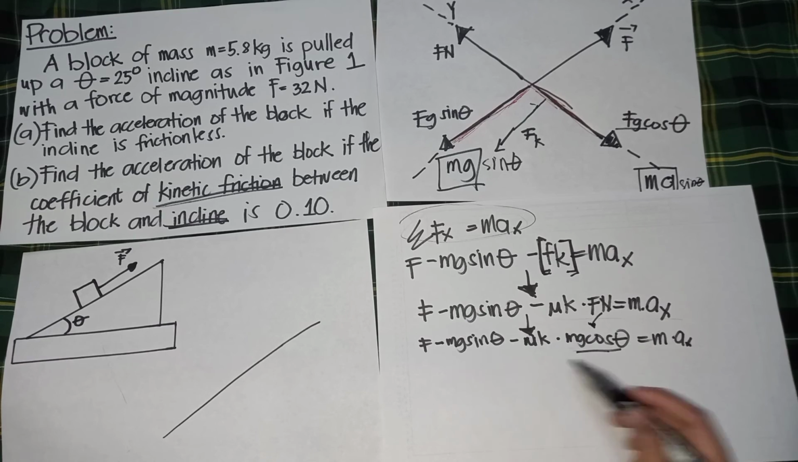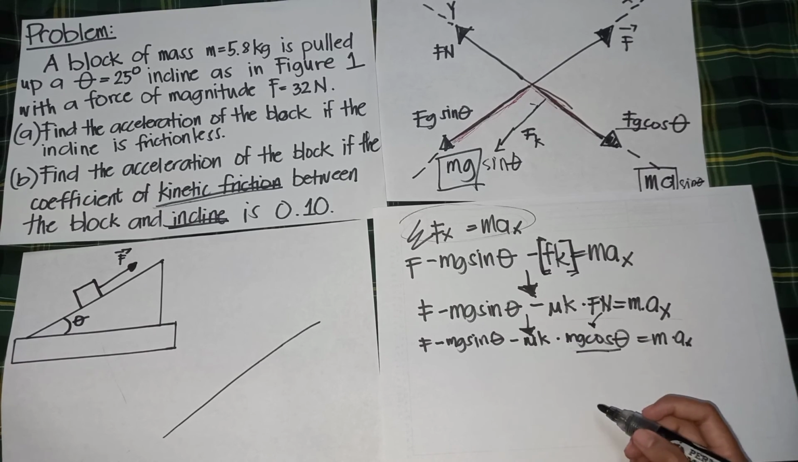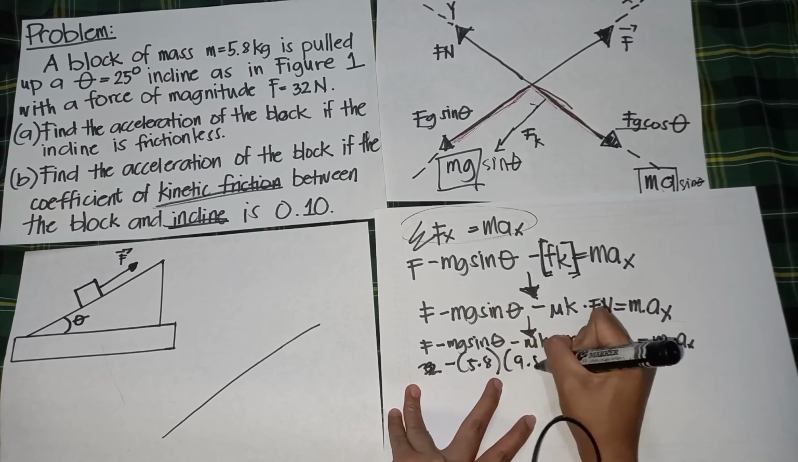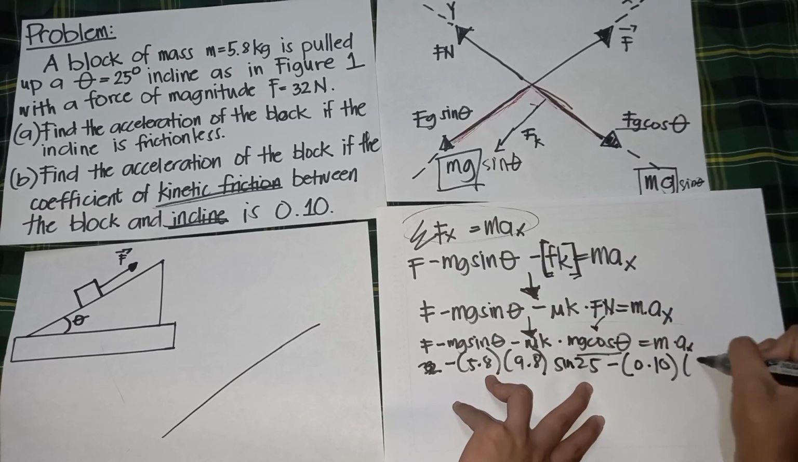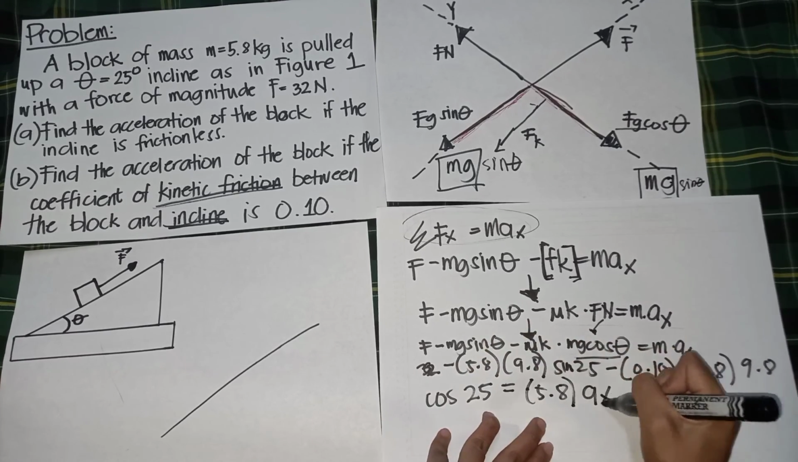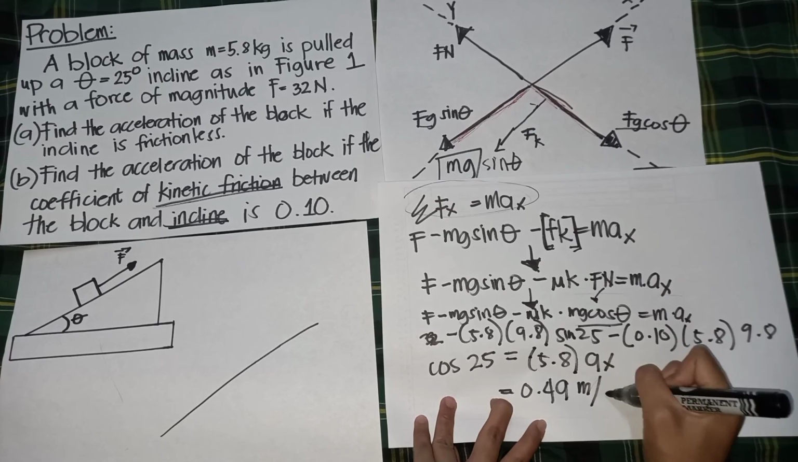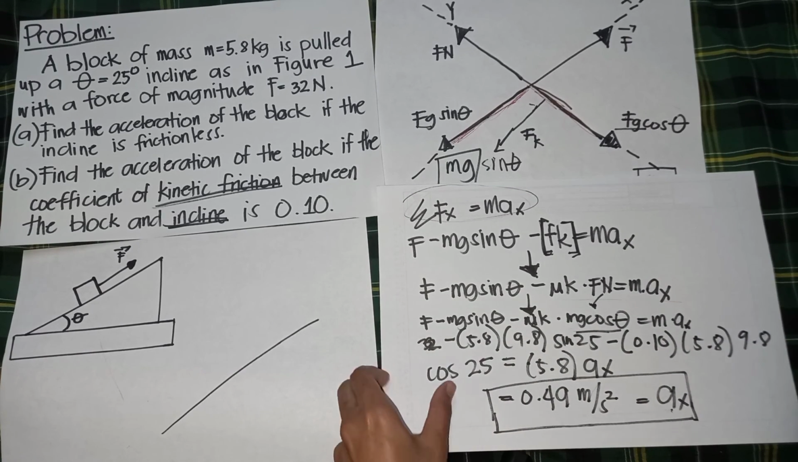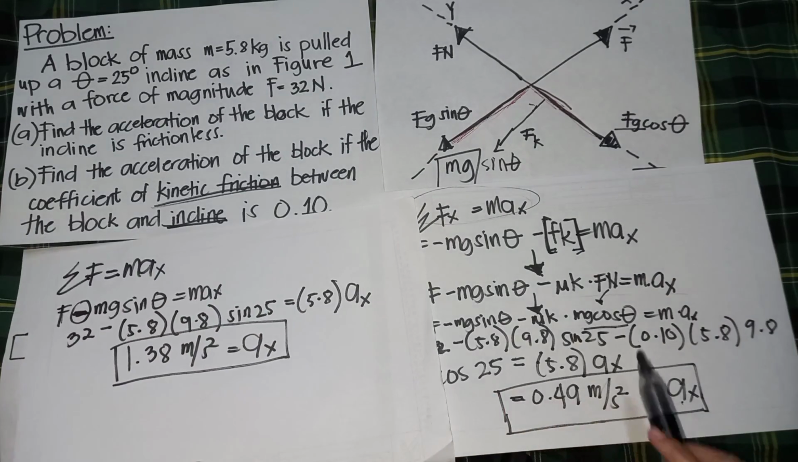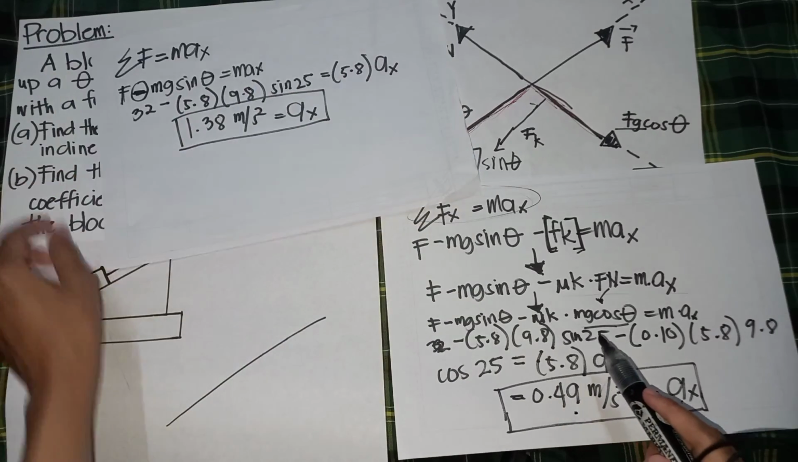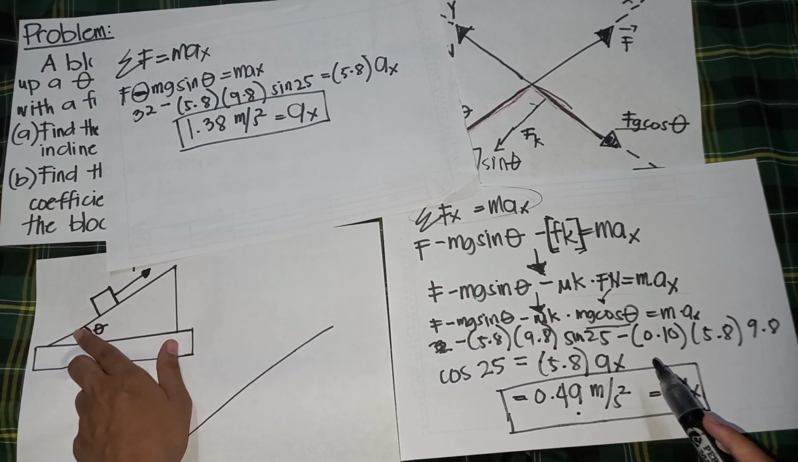We are now ready to substitute in all the known values. Simplify the left side and then divide both sides by 5.8 to get the acceleration, and you should get a result of 0.49 meters per second squared. Notice this acceleration is smaller than the one in part A, which certainly makes sense because there is friction acting between the block and the ramp, and that's slowing down the acceleration of the object.